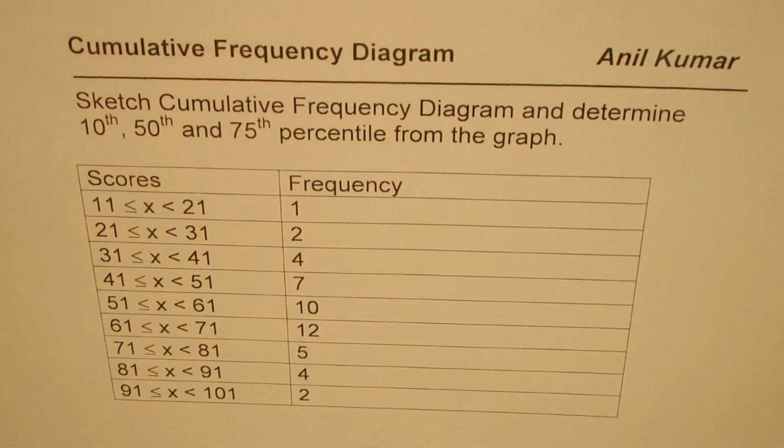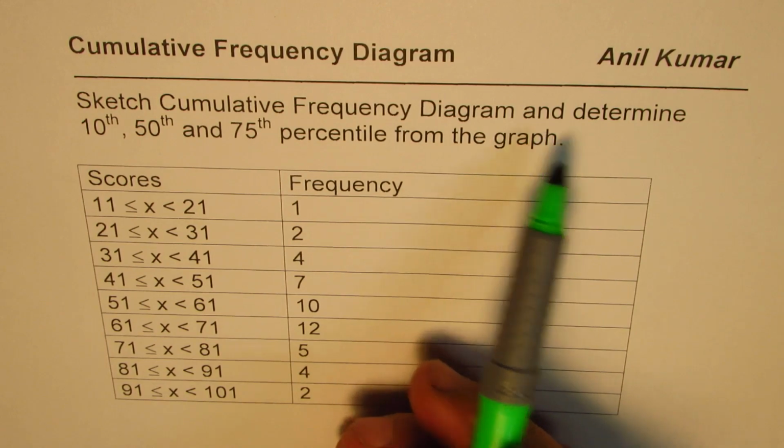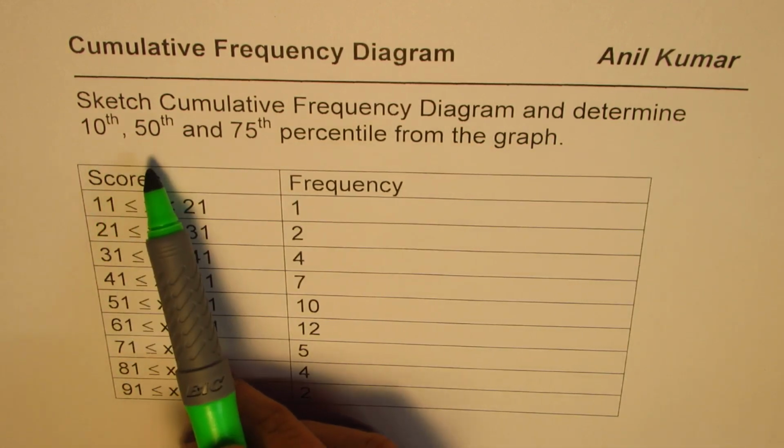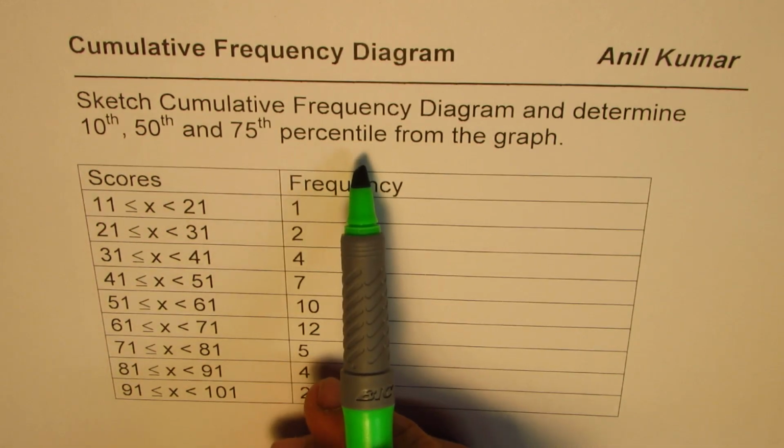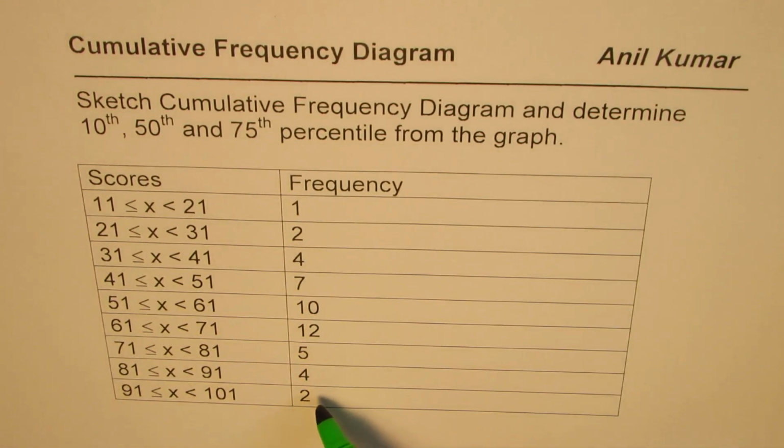I'm Anil Kumar, and here is a video where we are going to discuss cumulative frequency diagram and we'll find percentile from the graph. Question here is, sketch cumulative frequency diagram and determine 10th, 50th and 75th percentile from the graph. Now cumulative frequency is keep on adding the frequencies, right?